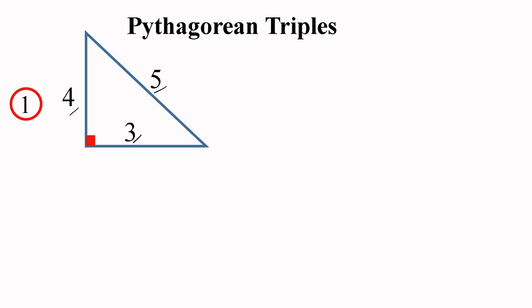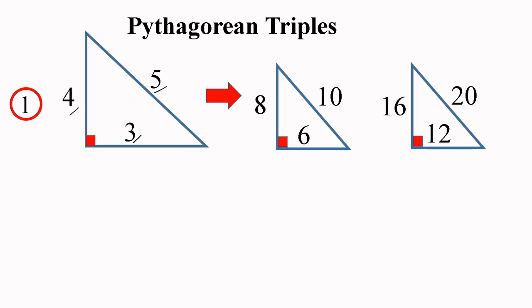numbers in this set. Look at the first example here. I definitely know that 6, 8, and 10 are following the Pythagorean theorem. Why? Because 6 is 3 multiplied by 2.